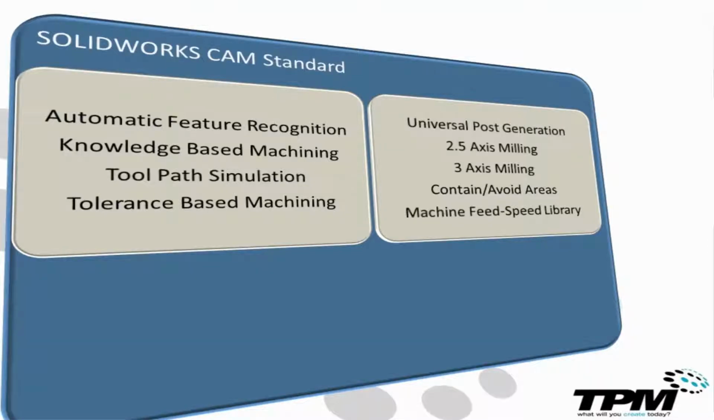SolidWorks CAM Standard comes with every level of SolidWorks, so everyone who owns SolidWorks 2018 moving forward will have this technology. Standard comes with automatic feature recognition, which utilizes the features of the SolidWorks part, such as holes and pockets. Both levels utilize knowledge-based machining, but Standard only supports 2.5 and 3-axis milling. SolidWorks CAM Standard also comes with tolerance-based machining, which can utilize SolidWorks tolerancing with DimXpert and MBD, as well as a speed and feed library for machines and tooling.